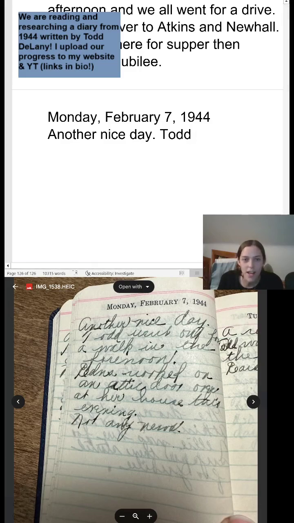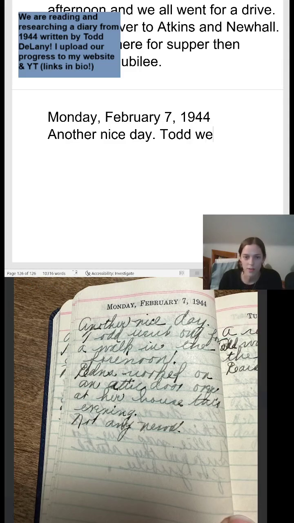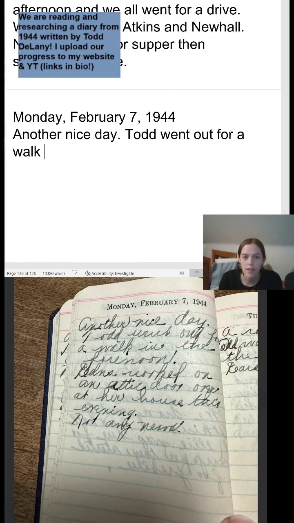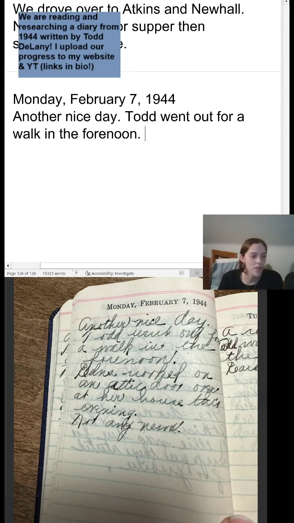Okay, so I'm just going to start typing. Another nice day. Todd went out for a walk in the forenoon. He uses that word a lot. So it's interesting because now I don't know whether to say he uses that word a lot or she, because now it's clearly written from Edna's perspective because she's using the name Todd.